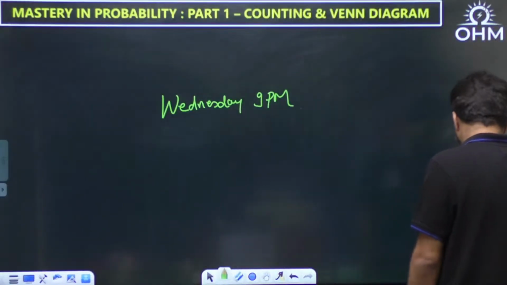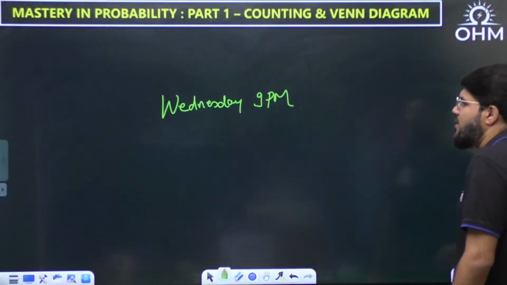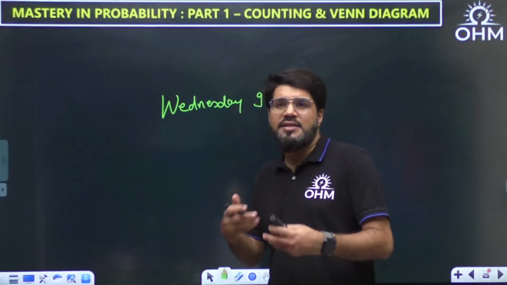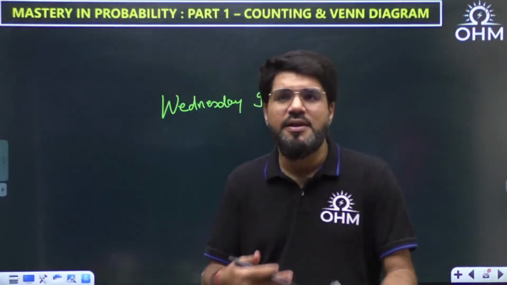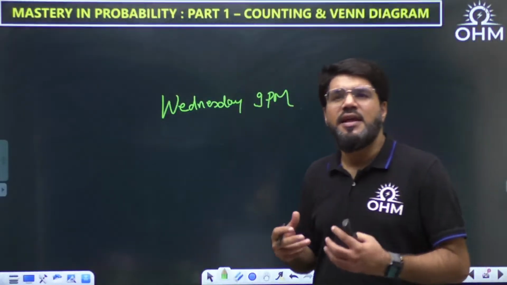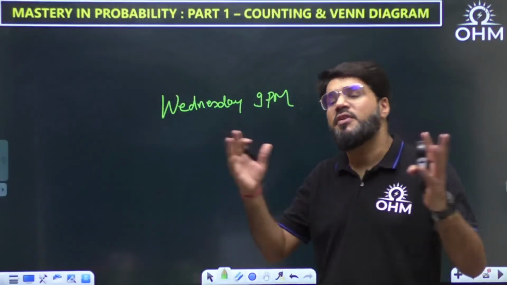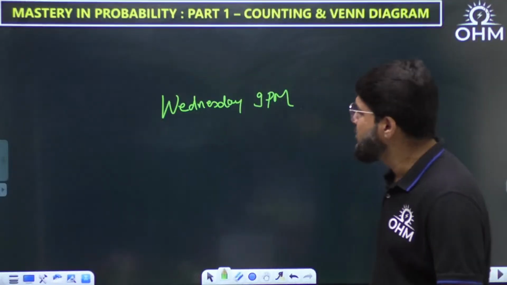Wednesday 9 p.m. we are going to meet next, as I told you, and we'll talk about dice, cards, and other miscellaneous questions. We'll keep learning more variety of questions, because learning and mastering probability means handling different variety of questions. That's the objective.